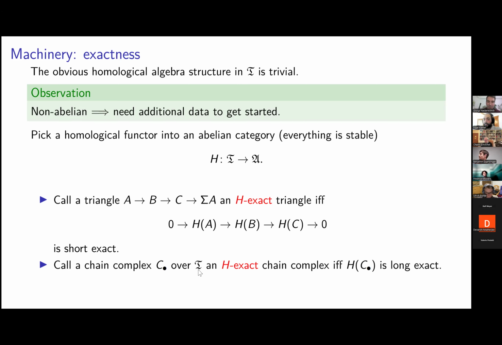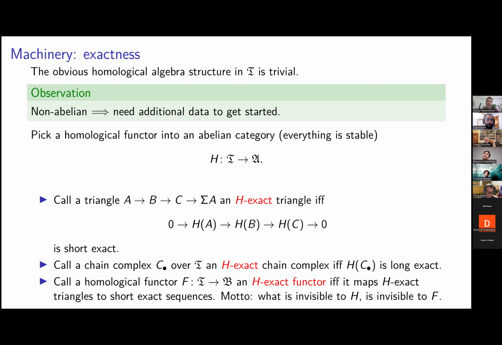I will call a chain complex over T, so some long chain, H exact, so it's exact relative to H, if when I apply H, I get a long exact thing. Okay, and then I have a definition. I'm just following the procedure that I had on the previous slide. I call a functor F from T to some other category B H exact if it maps H exact triangles, the ones I singled out, to short exact sequences.